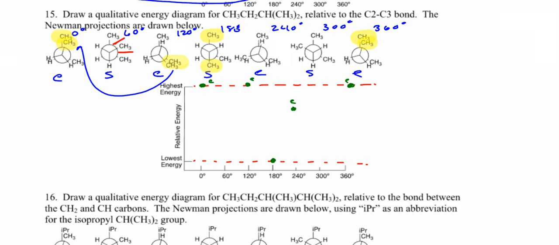So let's look at the other staggered. I have one gauche. I only have one. So gauches create more strain. So the 300 should be lower and the 60 should be higher. Right? This is more strain than this one because this has two gauches and this only has one. So there's my map right here.